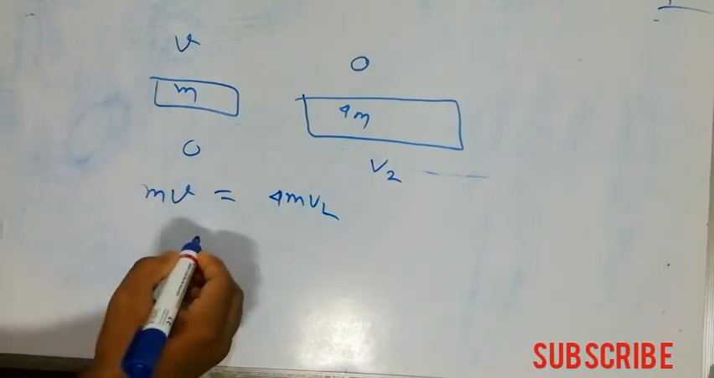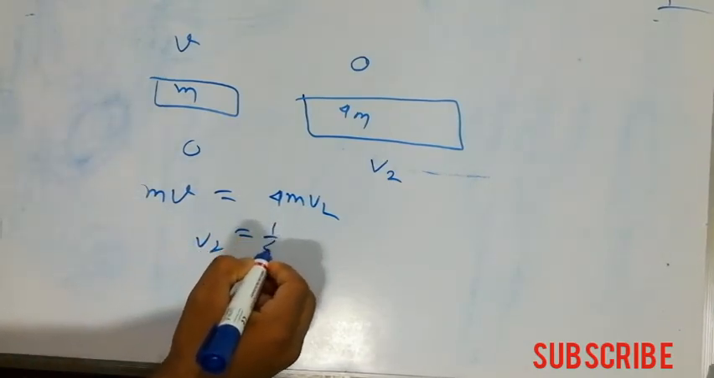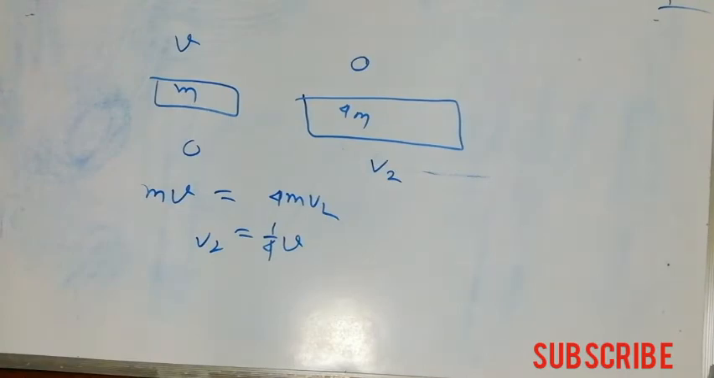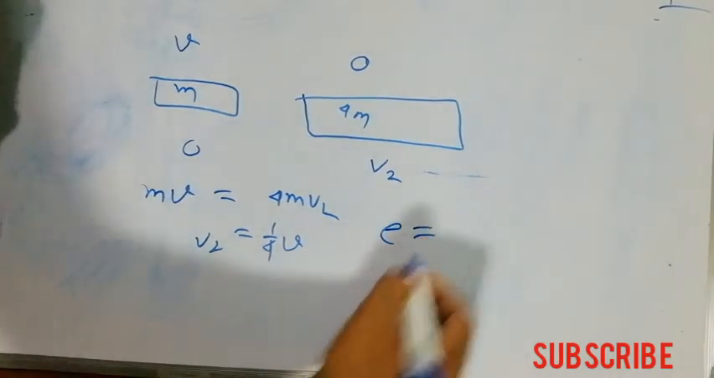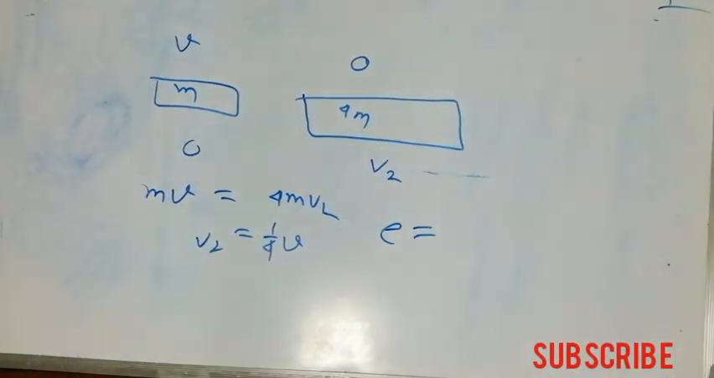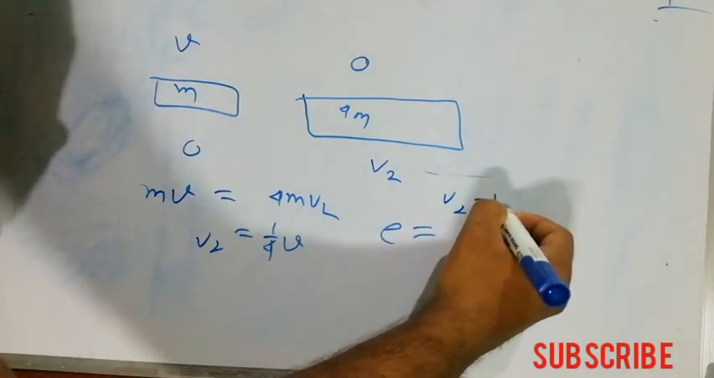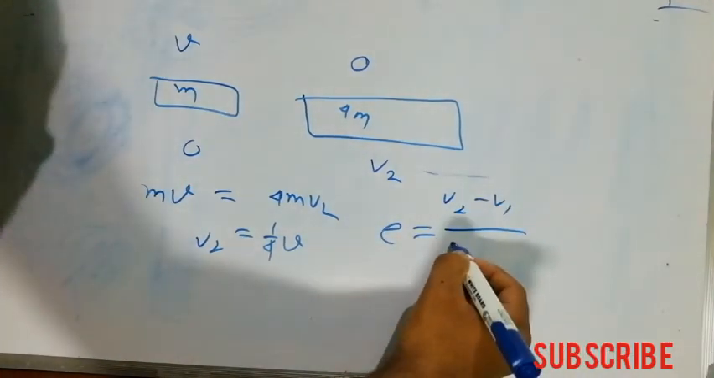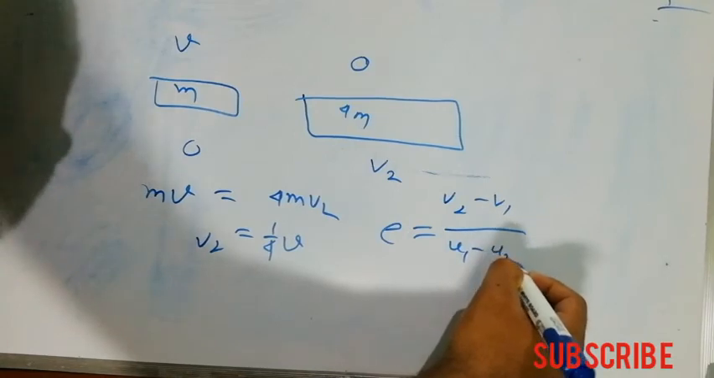Okay, so v2 is equal to 1 by 4 v. Now we have to calculate the coefficient of restitution. What is coefficient of restitution? Coefficient of restitution is equal to velocity of separation by velocity of approach. So velocity of separation means v2 minus v1, and velocity of approach is u1 minus u2.